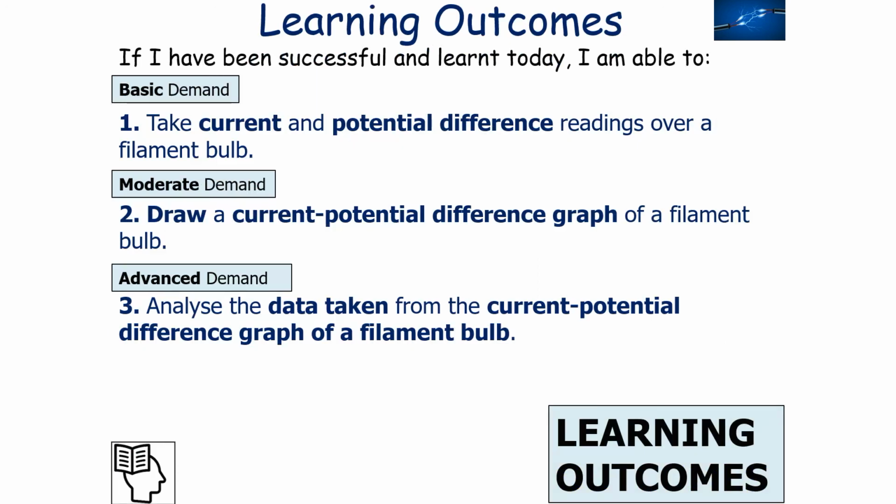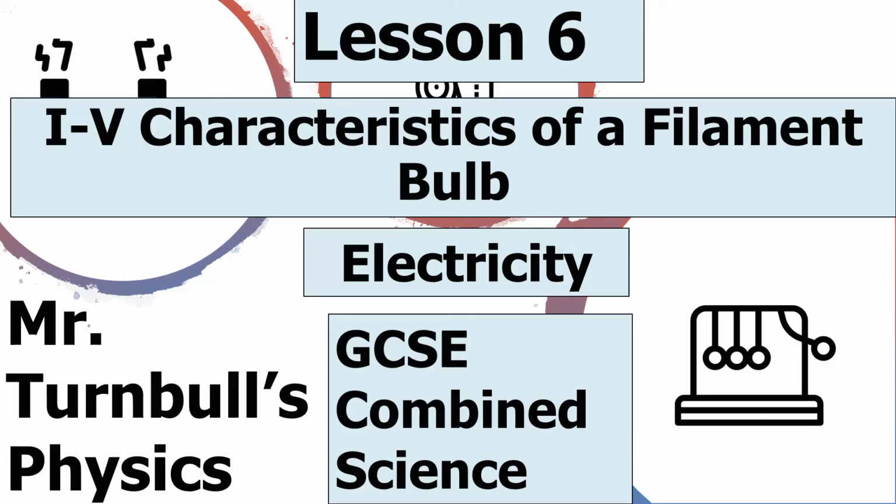Now if you've been successful and learned in today's lesson, you should be able to take current and potential difference readings over a filament bulb. You should be able to draw a current potential difference graph of a filament bulb, and finally analyze the data taken from the current potential difference graph of a filament bulb. So I hope you've enjoyed today's lesson, where we've looked at the IV characteristics of a filament bulb, which is part of the electricity topic in GCSE Combined Science Physics.